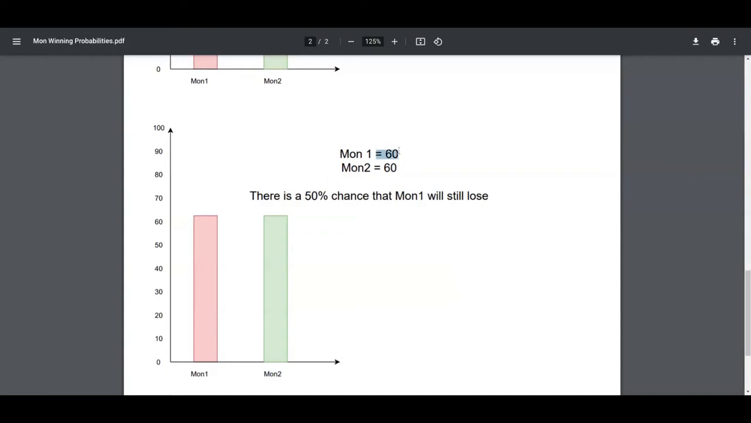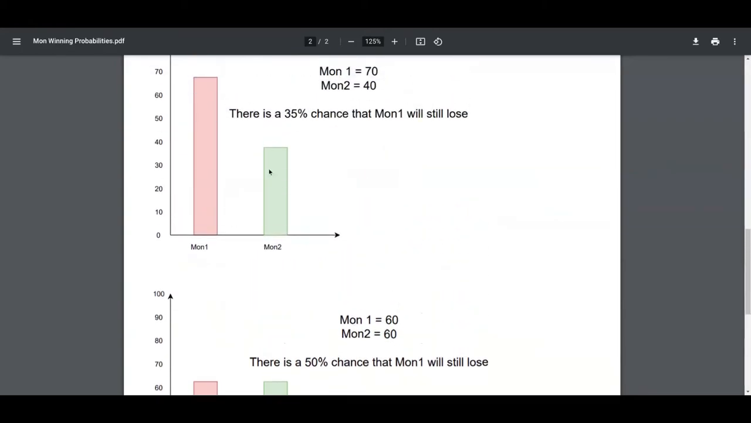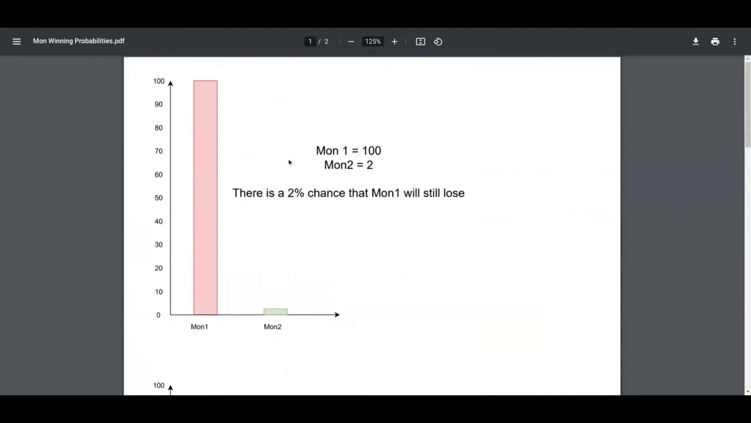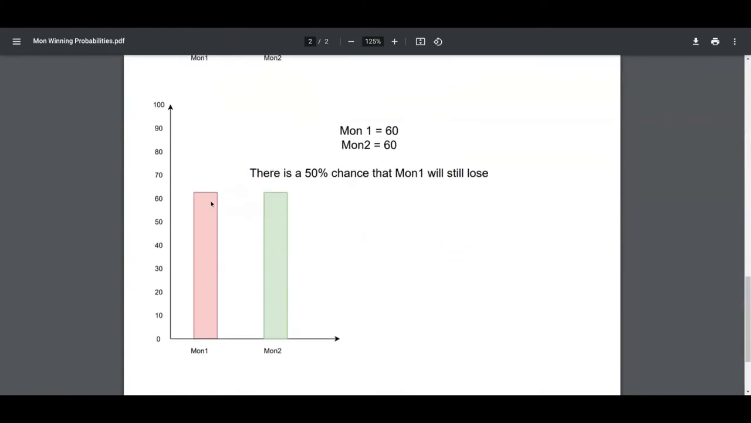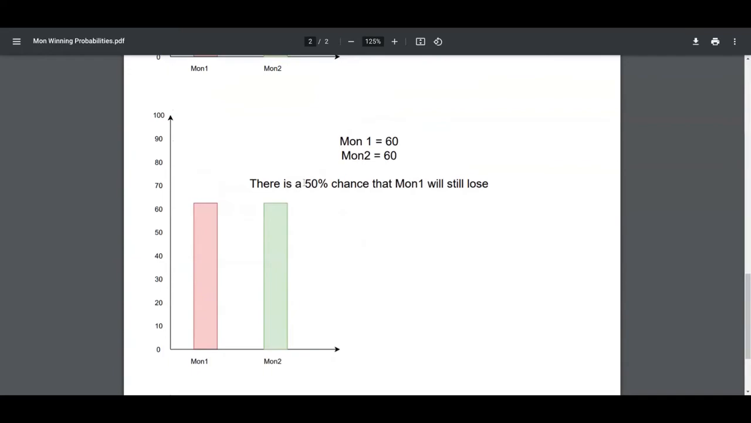And if the ratings are equal at 60 and 60, there is a 50% chance that Mon 1 will still lose, because if the ratings are equal, then randomness is the only factor which will come into play. So what we want to show by this is, as the gap between the ratings increases, the randomness factor decreases, and it will depend more on the rating and the type of the Pokemon. But if the ratings are equivalent, then randomness will have a huge role to play in determining the winner of the game.